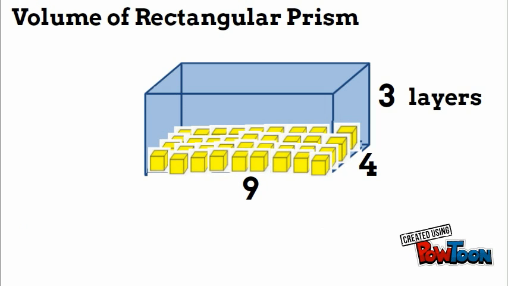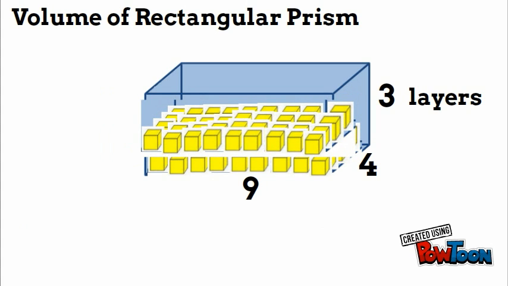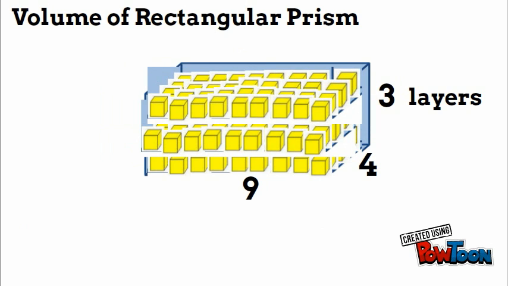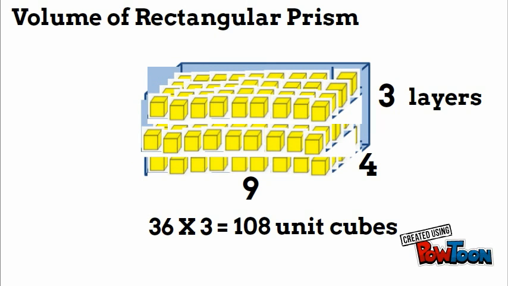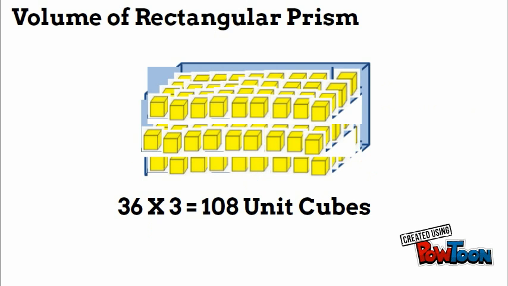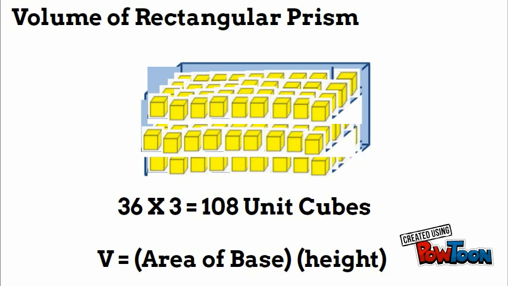Now, the height is 3, so that tells me I have 3 layers that fill this prism. So I have one more layer, and then a third layer on top. So to find out the volume of this prism, or how many total cubes, I can multiply 36 times 3, which gives me 108 unit cubes. So we found the volume by doing 36 times 3. 36 was the base layer, and 3 was the height.